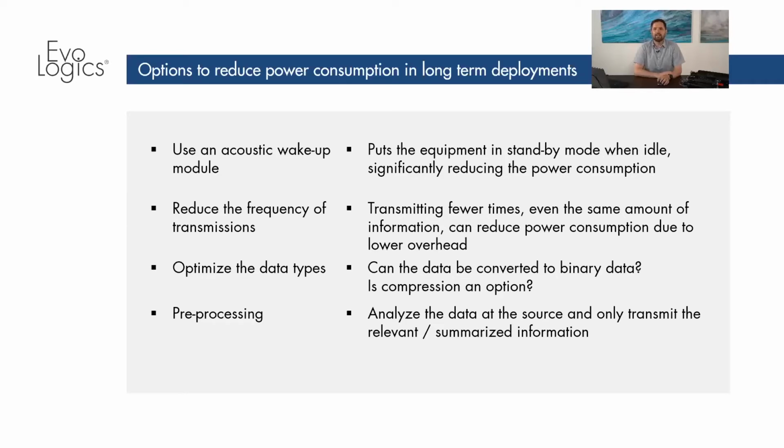You can optimize the data types. So maybe your sensor is producing some text data, and this can be compressed and reduced to other data types that are more optimal for transmission. And if you really have a lot of data and you're probably going to be operating on a longer term, there's also the option of doing some pre-processing. So analyzing the data at the source and only transmitting the relevant or summarized information, maybe having some alarm values or averaging, etc. We have another webinar about sensor integration where we also discuss this in more detail.